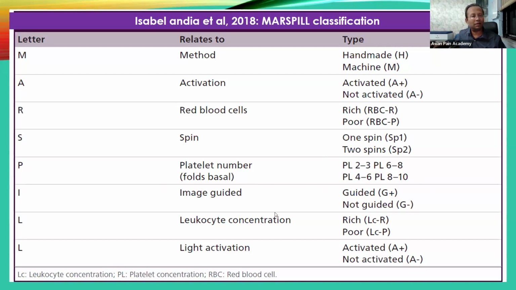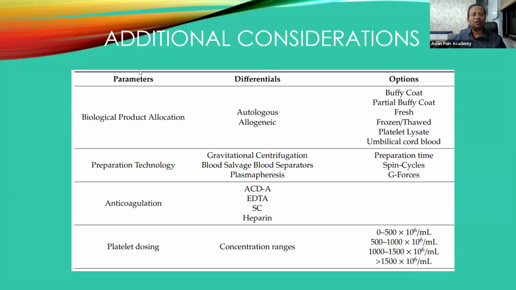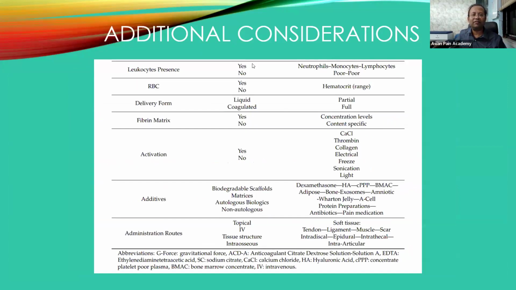Now, image guided: we are very much sure that now you have to do all procedures image guided. Blind injection, there is no place for it. Then leukocyte concentration, as I told, whether RBC should be there or not, whether WBC can be there or not. Light activation is also a type of activation. So these are the different areas where platelet preparation actually differs.